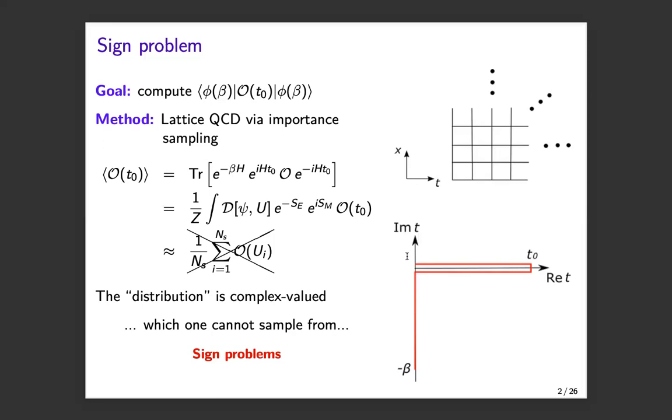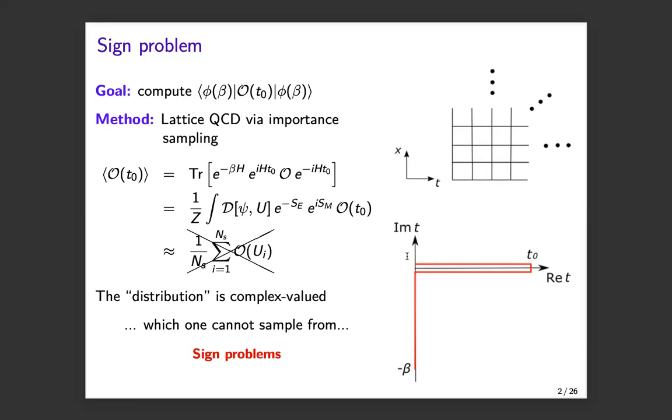In any case, either at real time or at finite density, you cannot simply sample your configurations for the quark fields and gauge fields from these distributions, and that leads to what's called the sign problem.